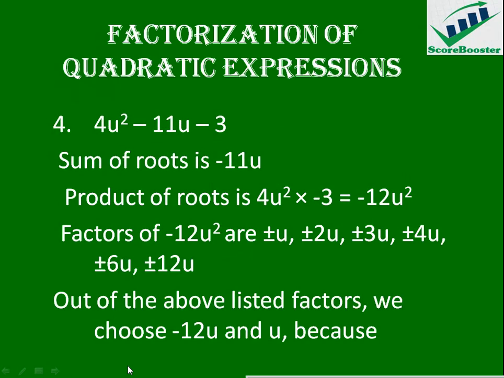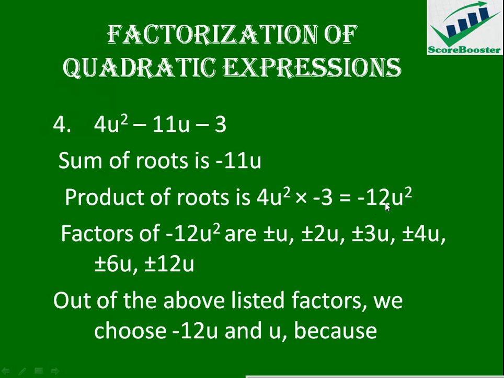Now we move to the fourth question, which is 4u squared minus 11u minus 3. So now you know how to find the sum of roots, the middle term, carry it along with the sign, and then the product of roots is the product of the first and last term, which is 4u squared times minus 3, which will give minus 12u squared. Since you have a negative in the product of roots, you consider the positive and negative side of your factors.